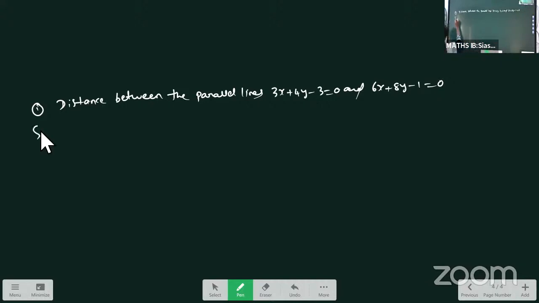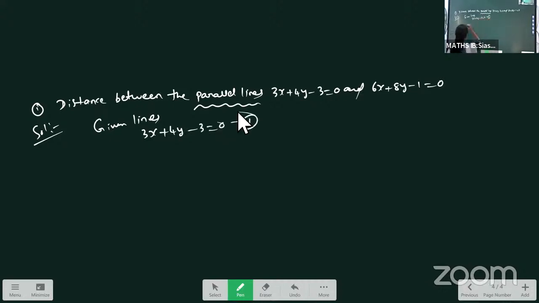So here what is he asking? We have to find out the distance between parallel lines. Clearly mentioned the given lines are parallel. If not, we have to make them parallel, then we have to find out the distance. So solution, given lines: 3x plus 4y minus 3 is equal to 0, take it as equation 1. And 6x plus 8y minus 1 is equal to 0, take it as equation 2.